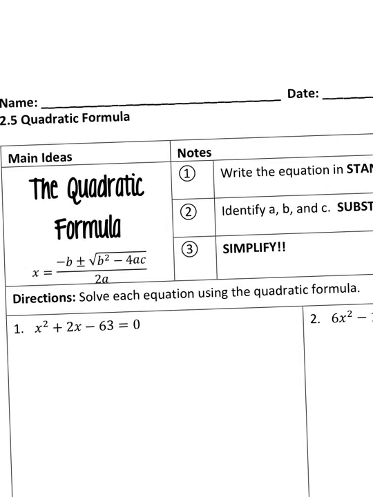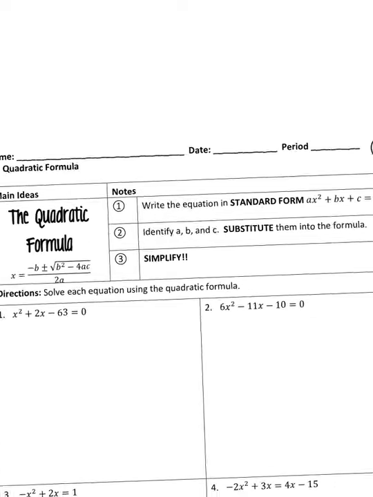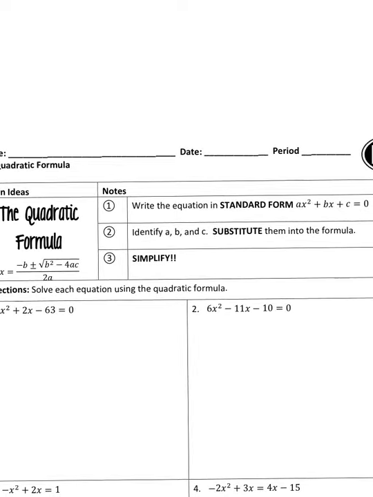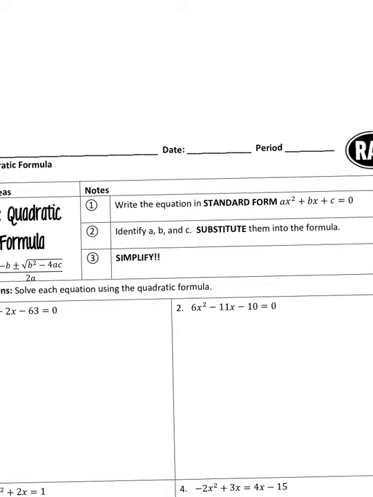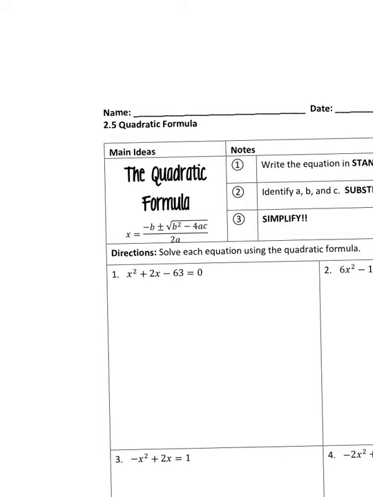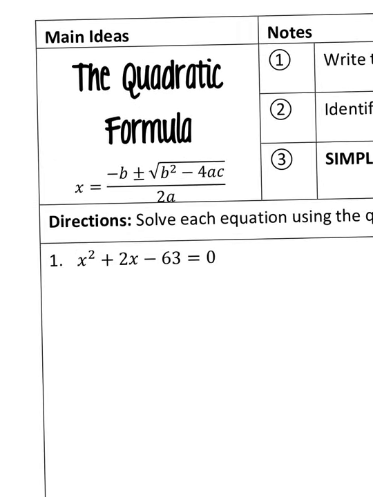Now let's talk about what a, b, and c are. The standard form of the equation has to be written in this form: ax squared plus bx plus c equals 0. Then we can start plugging in information. You're going to identify a, b, and c and substitute them into the formula and then simplify if you need to. So again, we're always going to use the same formula.